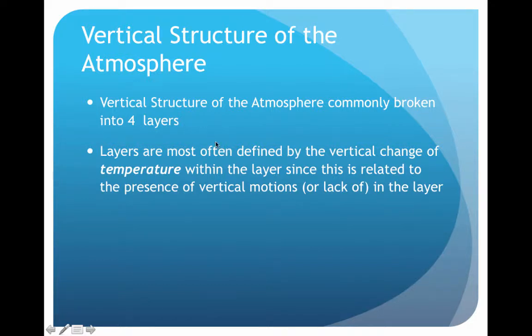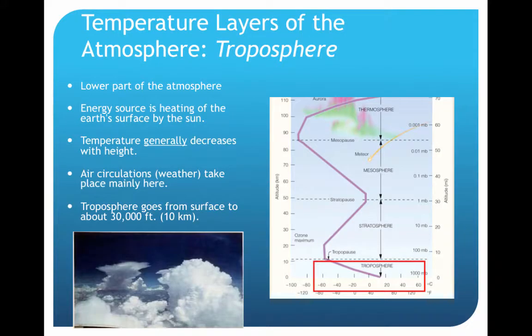So let's talk about the vertical structure of the atmosphere. It's broken into 4 layers. The layers are defined by how the temperature changes within each layer. Let me show you a graph of that. Here, for example, if you just look at the graph, there are 4 distinct layers of the atmosphere. And this purple line on the graph shows you how the temperature, as you go to the left, the temperature is colder. As you go to the right, the temperature is warming up. So notice this zigzag pattern.